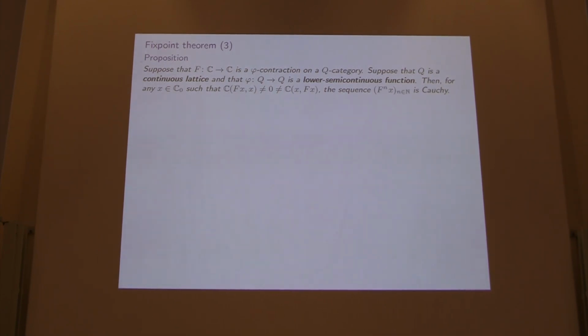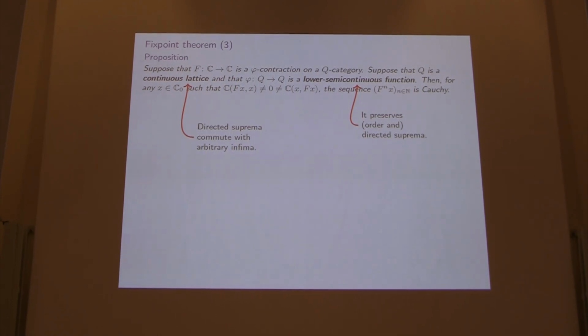Now, so we have this convergence towards the fixed point. If the Picard iteration produces a Cauchy sequence, we have more or less uniqueness. We have analyzed this. Still, I should tell you if it is really the case that the Picard iteration produces a Cauchy sequence. And it does under certain conditions. So suppose that you have a phi contraction on the Q category. Suppose that Q is a continuous lattice, meaning that it has directed suprema and they commute with arbitrary infima. And suppose that phi is lower semi-continuous on the lattice underlying Q, meaning that it preserves order and directed suprema. Then indeed, pick any element x of your category, make sure that the hom between fx and x is not 0, and between x and fx is not 0. What this simply means is that x and fx cannot be in different summands. If you are in different summands, you cannot possibly converge to something. So take such an x, then indeed the sequence is Cauchy.